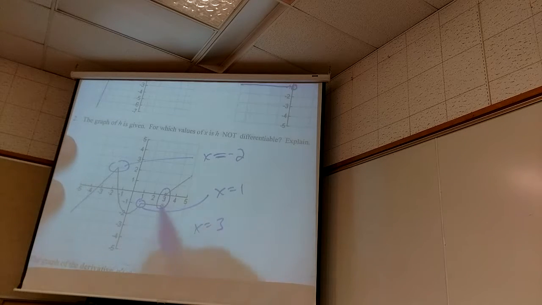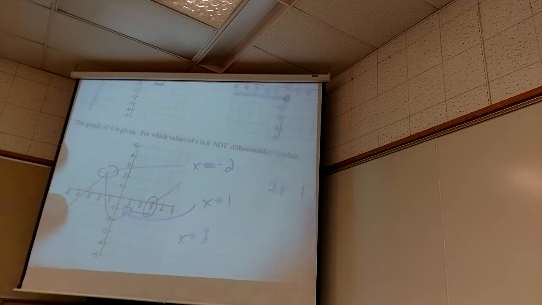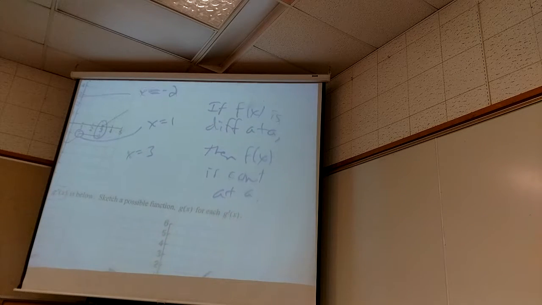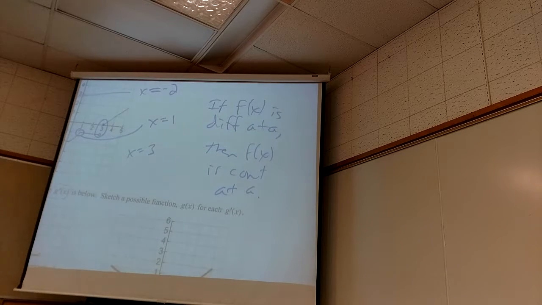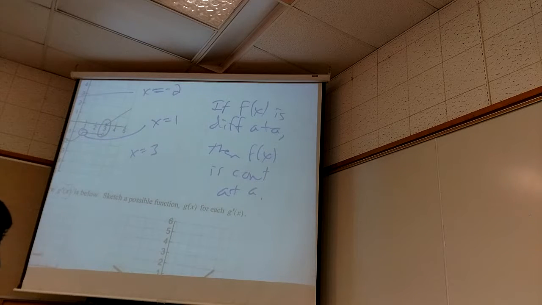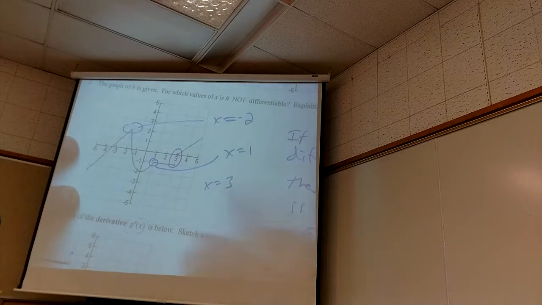Okay. So here it's not continuous. If f is differentiable at a, then f is continuous at a. So if f is not continuous at a, then it must not be differentiable at a. It's like if I don't buy you a car, then you must not have made an A. You can turn it around and negate it. That's the only other way it works. So here, where is it not continuous? At 3. So it wasn't differentiable at 3.